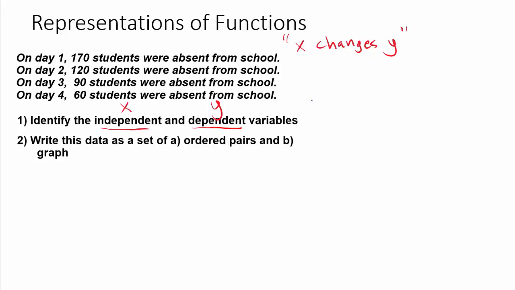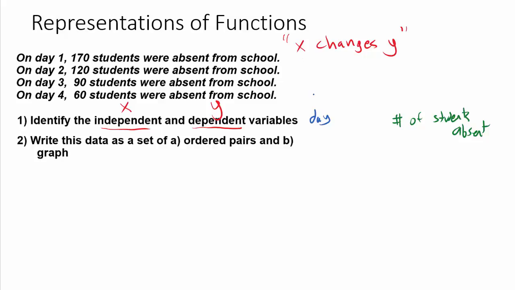To start off here, obviously the two things that are changing, one thing would be the day. So one of our variables here is going to be the day, and the other one is going to be the number of students absent. So we have the day and the number of students absent. And we have to look at this. If we think about this like x changes y, is the day changing the number of students that are absent, or are the number of students absent changing the day? It made more sense the first way I said it. The second way didn't make a whole lot of sense.